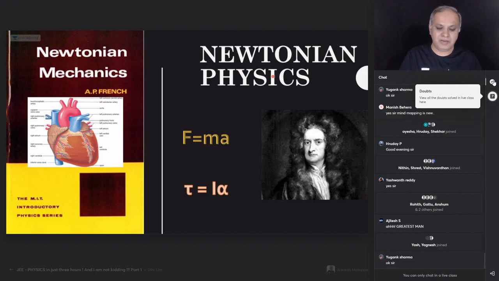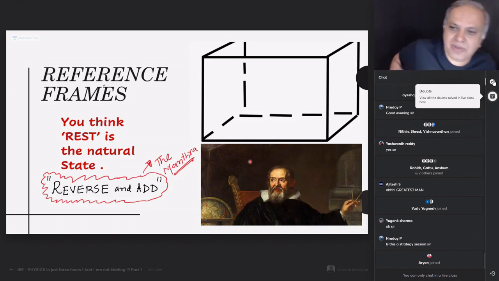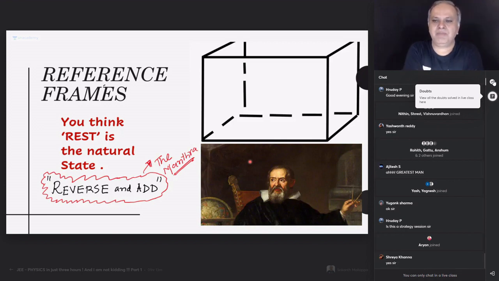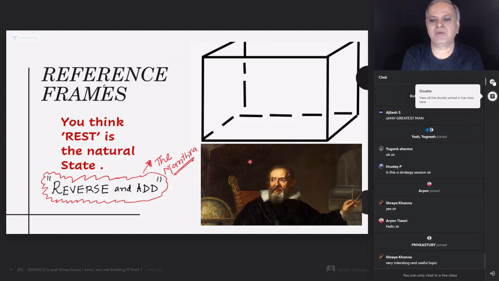All right. Now, so Newtonian physics I'll be using mostly, and that is F equals ma and torque equals I alpha, along with this one. This, in the beginning itself, we have to be very, very clear about this. Generally, I've been hearing from students and even teachers sometimes, force causes motion. This statement is not a very good one.